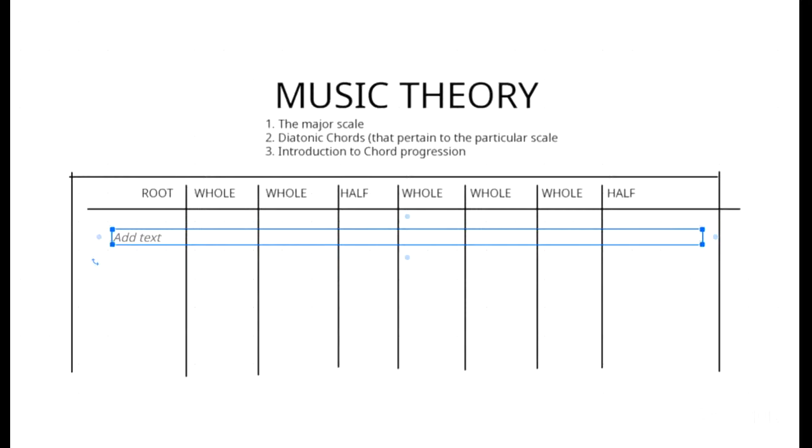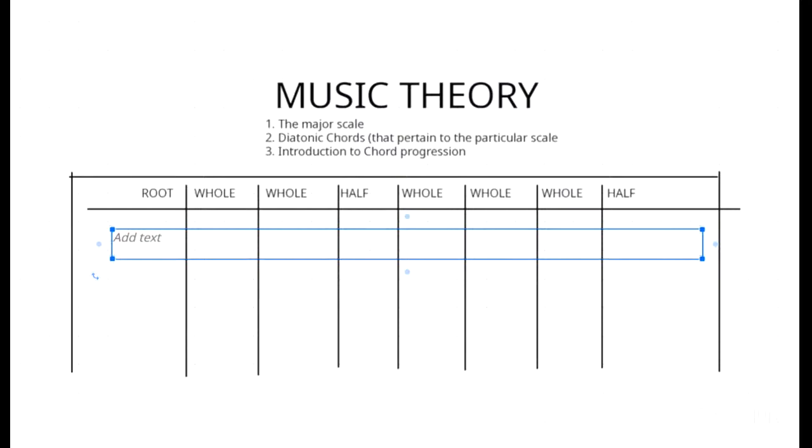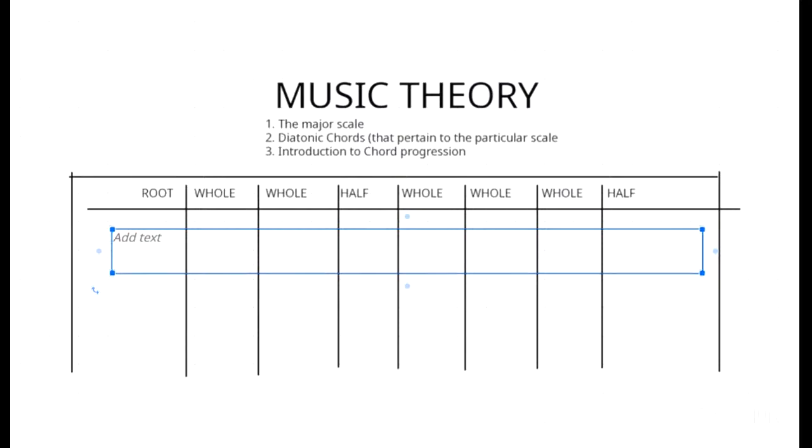So if I use this same formula, if you will, I could figure out what the notes of the G major scale are. So I start on G, that's my starting point, that's my root. I need to go up a whole step. So what's my next note? A. Another whole step. What's my note? B. A half step from B. What's my note? C. A whole step from C. What's my note? D.